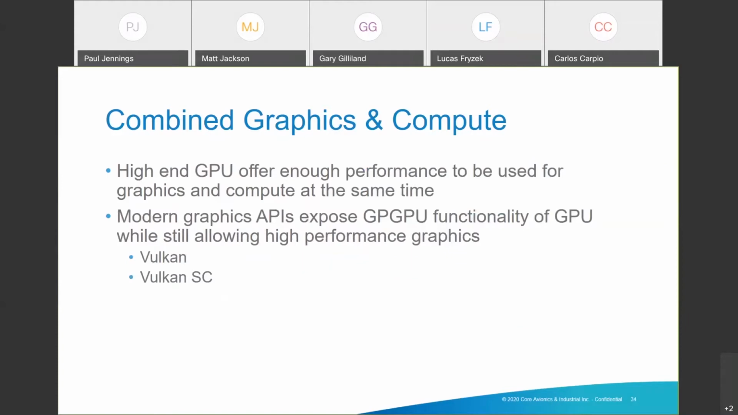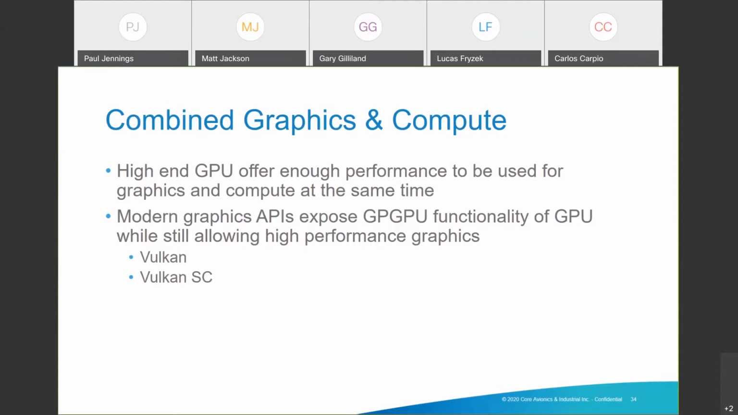So one issue with combined graphics and compute is that legacy graphics APIs such as OpenGL SC don't expose as much of the programmability of the GPU. So in the case of OpenGL SC1, there is no programmable functionality of the GPU exposed. It's only the graphics capabilities. With OpenGL SC2, some programmable capabilities of the GPU are exposed.